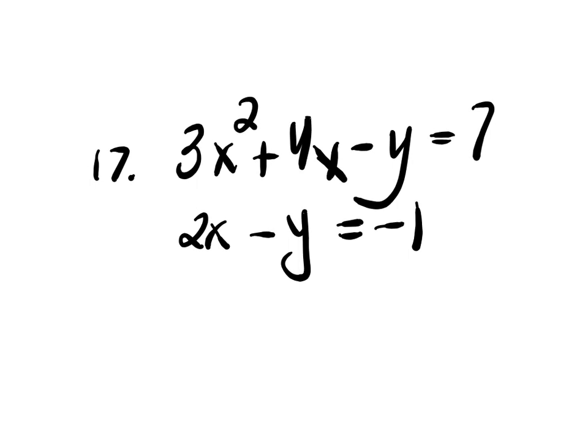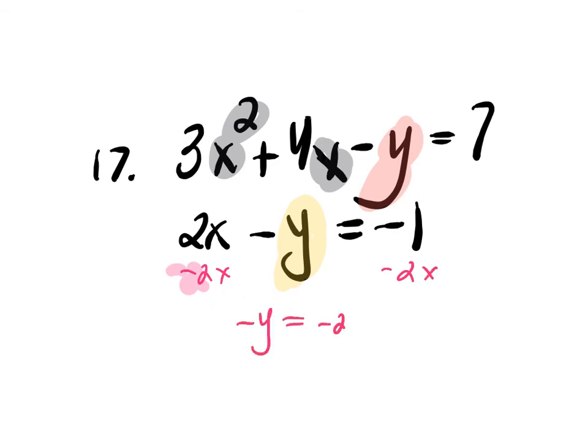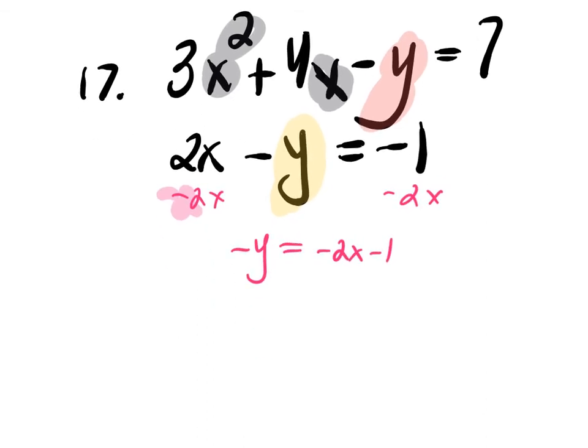When you have a case like this, if you notice, you have an x squared, an x, and a y. In this case, we're going to have to factor, but we have to have all the same variables. So I'm going to solve this bottom equation for y. That means I'm going to subtract 2x from both sides. I get negative y equals negative 2x minus 1. And then I'm going to divide by negative 1 and get y equals 2x plus 1.